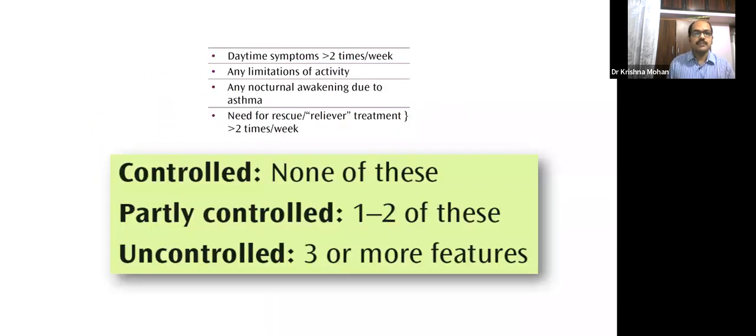And if the mother is telling no for all these 4 questions, that means it is controlled asthma. And if even one of these questions gets a yes, then it's partially controlled. For example, if the mother says he has limitation of activity, then it is partly controlled asthma. If 3 or more of these features are present, then we say this is a case of uncontrolled asthma. So this is how we classify asthma based upon the present level of control.